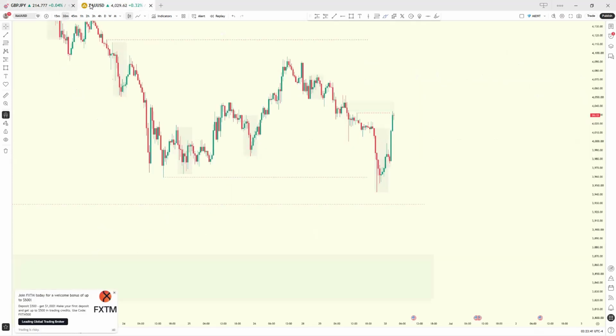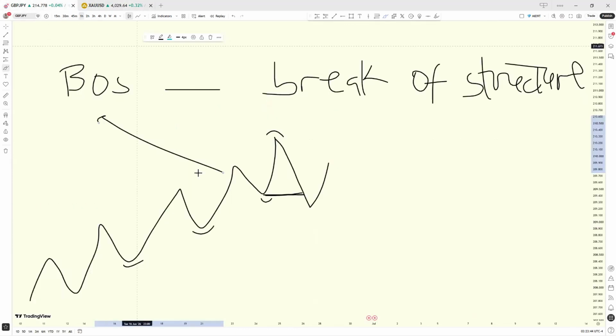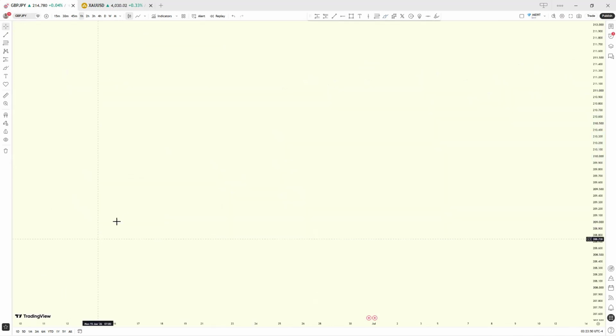But back to our class now. All right, I've explained what a break of structure is. Some people call it market structure shift. Some people call it SMS, shift in market structure. It's still the same thing. Some people will tell you no, it's not, but the idea is to get the philosophy about it.